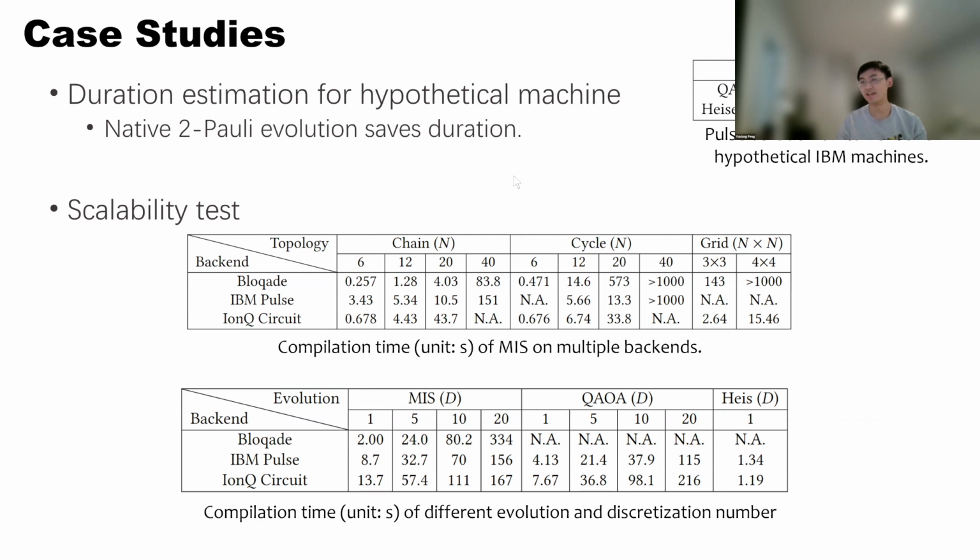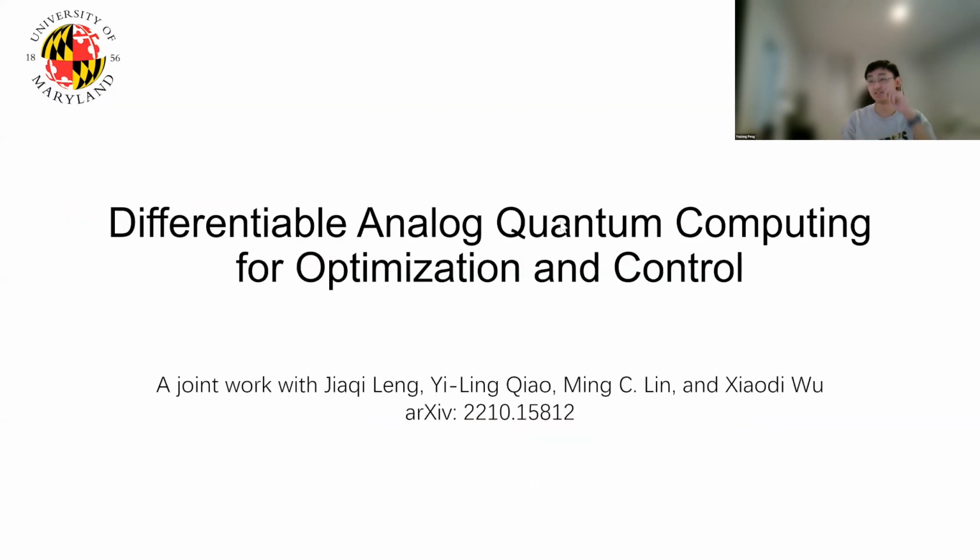Okay, seems no. Then we talk about the differentiable framework we propose for analog quantum computing, which can be used for optimization control. And this is a joint work with Jiaxi Leng, Yilin Chao, Ming Lin, and Xiaodi Wu.